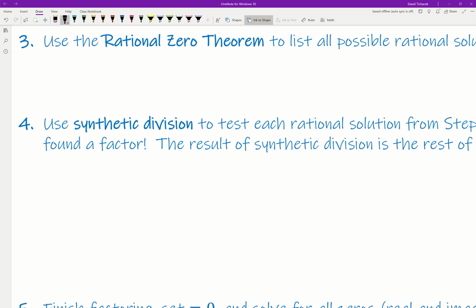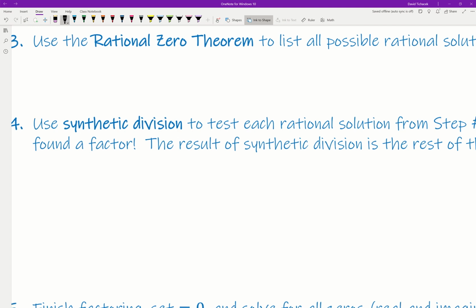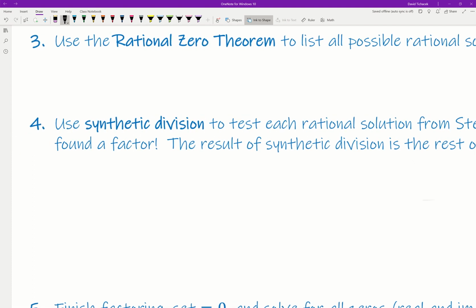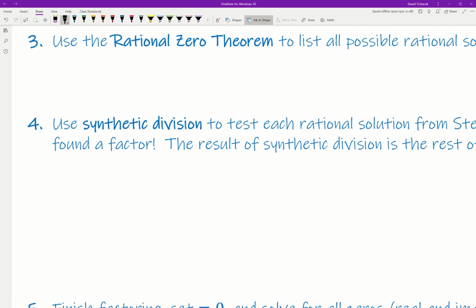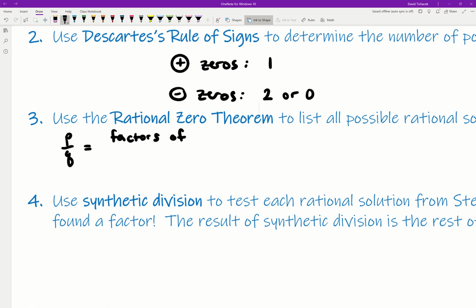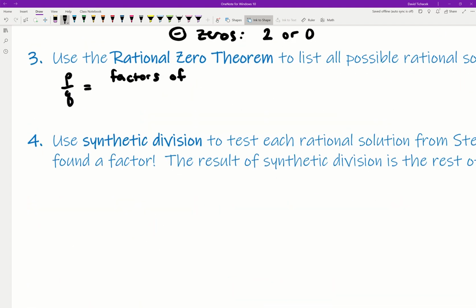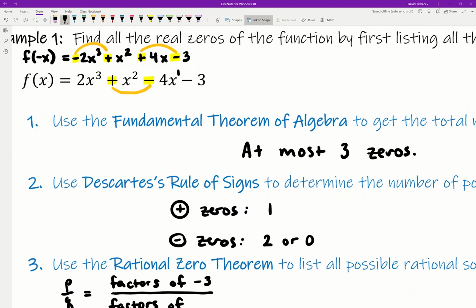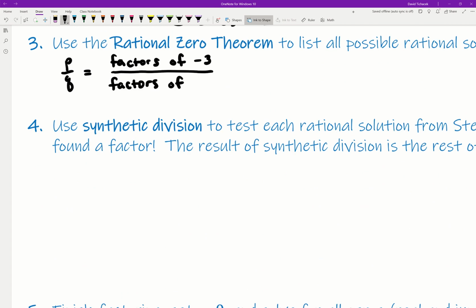So it says in step 3, use the rational zero theorem or the rational root theorem to list all possible rational solutions. Okay, so let's pick up with that process here, right? So if you read through that theorem again, we're going to be creating a bunch of fractions here, and those fractions are going to be made by taking a look at factors of our constant term, which if you read up above, our constant term was a -3, so we're looking for factors of -3 over factors of the leading coefficient, which if you look up above, the leading coefficient there is just simply a 2. We're looking at the original f of x, not f of -x, okay?